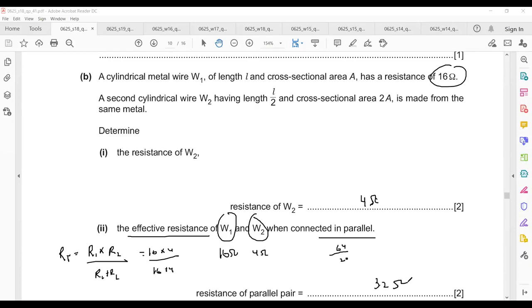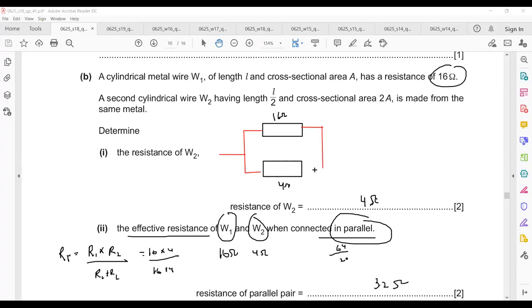Is it clear, the second part? They mentioned that W1 and W2 are wires connected in parallel. So when two wires, or two resistors, or even two lamps are connected in parallel, in which one of them has, for example, 16 ohms and another has 4 ohms, we need a combined resistance. The formula to find the combined resistance is the product divided by the sum. Is it clear, this part?